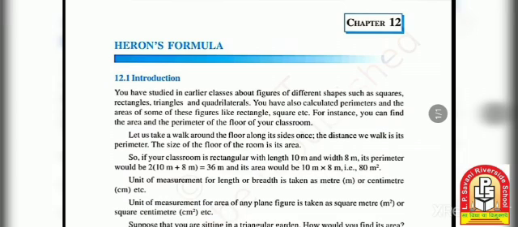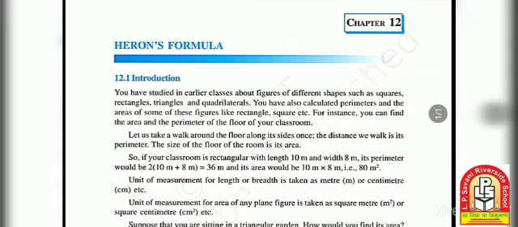You have studied in earlier classes about figures of different shapes such as square, rectangle, triangle and quadrilateral. You have also calculated perimeters and areas of some figures like rectangle, square, etc. For instance, you can find the area and the perimeter of the floor of your classroom.